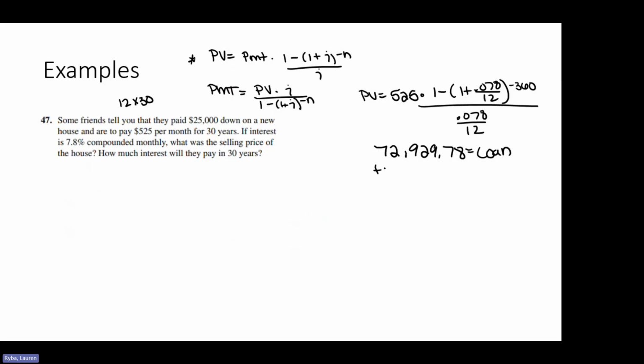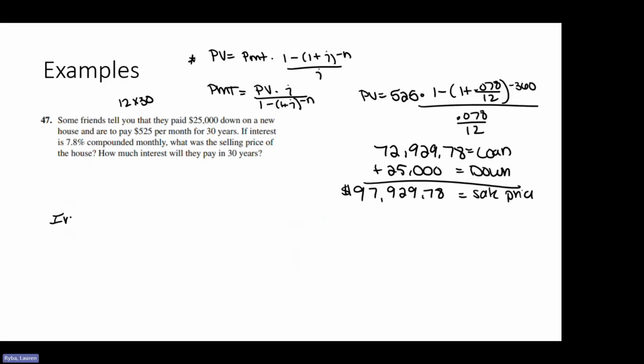They also paid $25,000 as a down payment. The loan plus the down payment give you your total sale price of the house. So if I add those up, I get $97,929.78 was the sale price of the house.